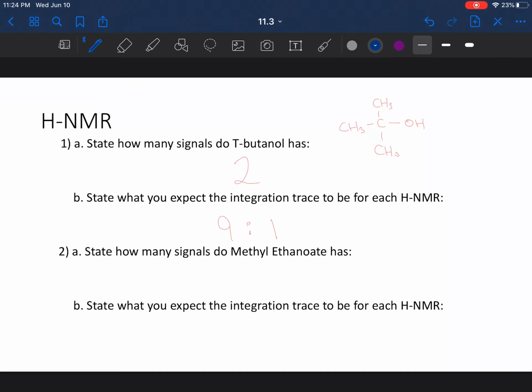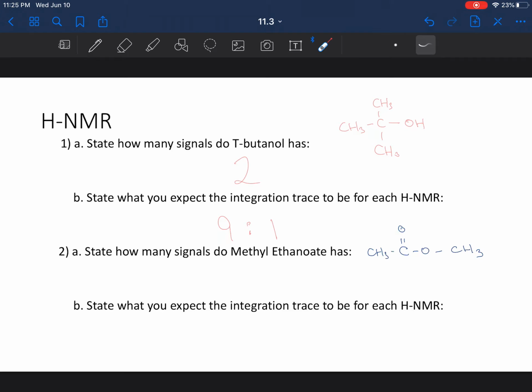Ooh, an ester. So we have methyl ethanoate. So that's what it looks like. All right, that's pretty cool. So how many different types of hydrogen environment do you see? Well, I hope you don't say one. I really hope you don't say one.